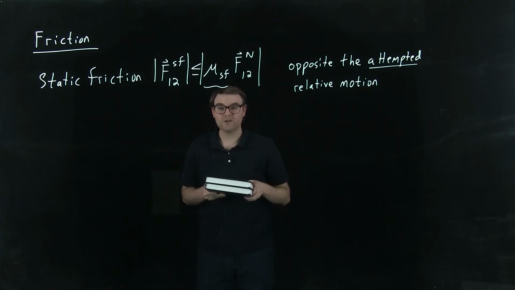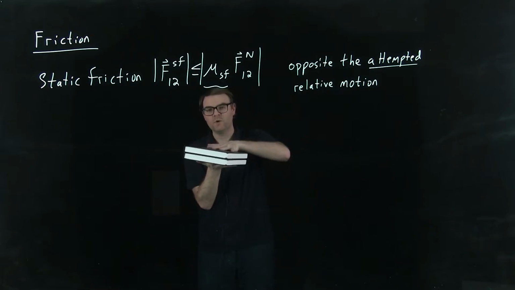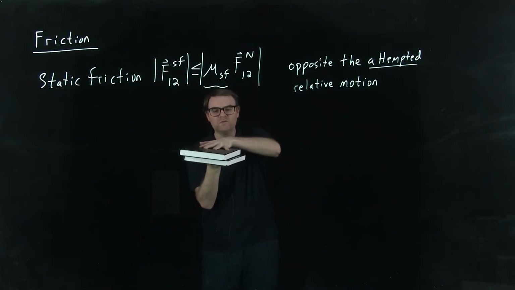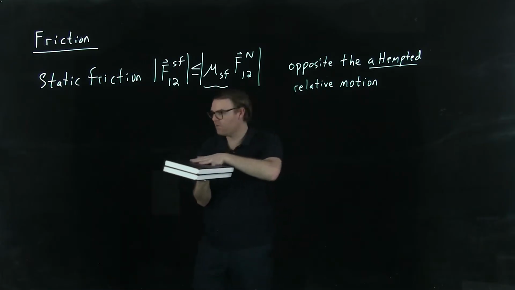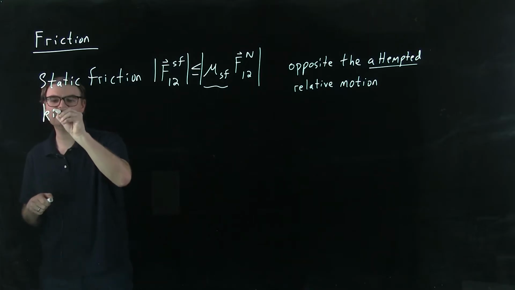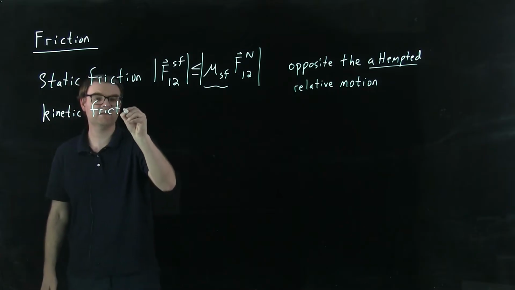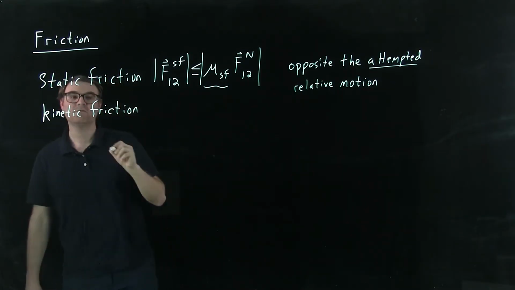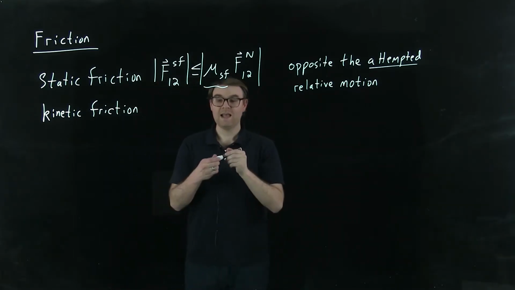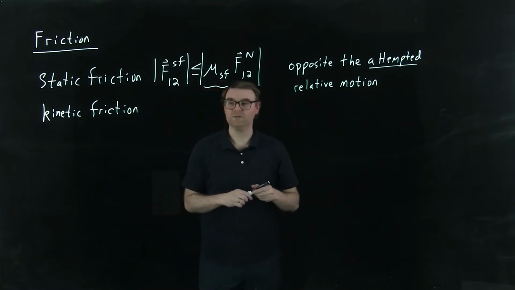There's one other kind of friction that I want to talk about, and that is called kinetic friction, and it is what results when you have two objects that actually do slide and move relative to each other, like so. Like I said, this is called kinetic friction, and the reason for these names is that static friction refers to the fact that there is no relative motion, and kinetic refers to the fact that there is relative motion between the objects.